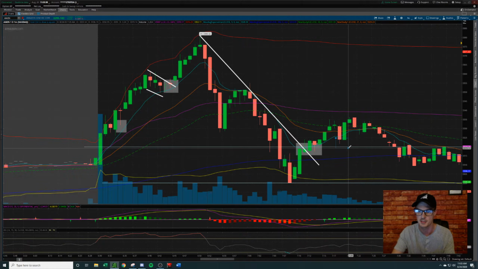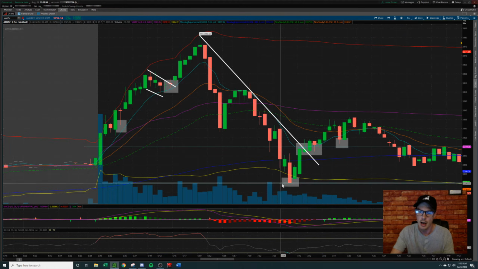You could have also possibly taken a dip entry here for a scalp move up. Multiple different ways you could have taken positions here. So entry 1 was at this dip. Entry 2, bull flag breakout. Possible entry 3 here, although I wouldn't have probably taken that.